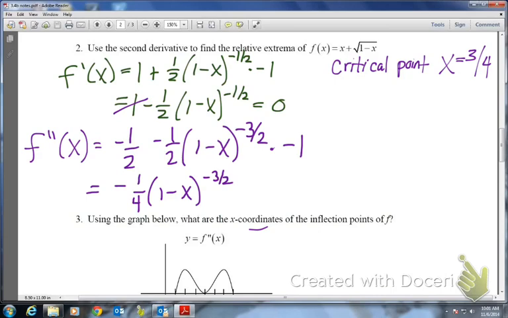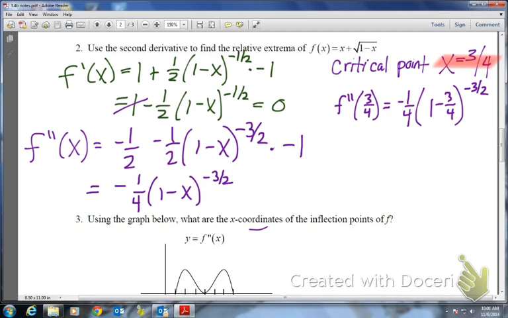So I found the second derivative. Now the only thing left to do is to evaluate whether or not x equals 3/4, this value we found here for our critical point, makes the second derivative positive or negative. So I'm going to say f double prime of 3/4 equals negative 1/4 times 1 minus 3/4 to the negative 3/2.